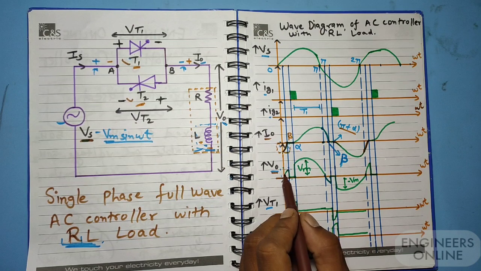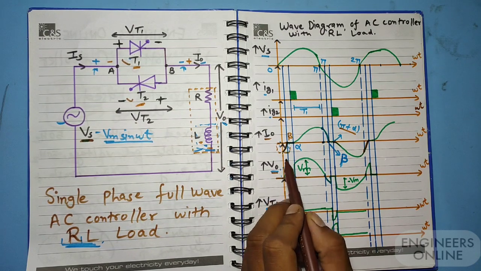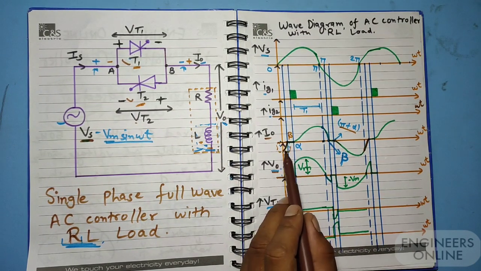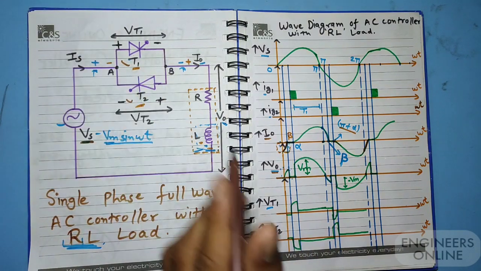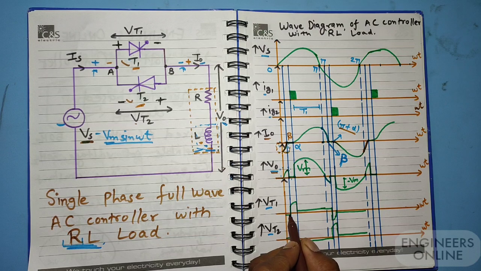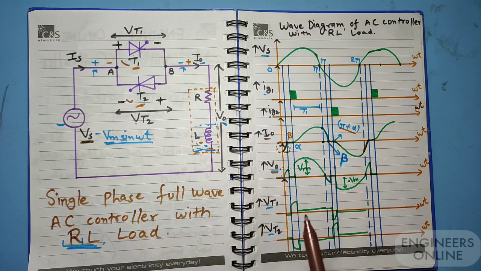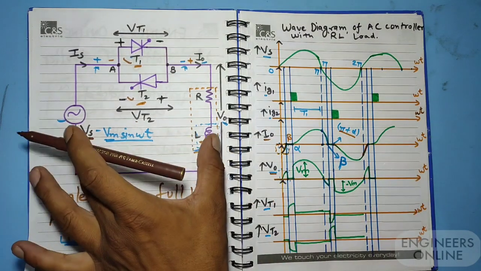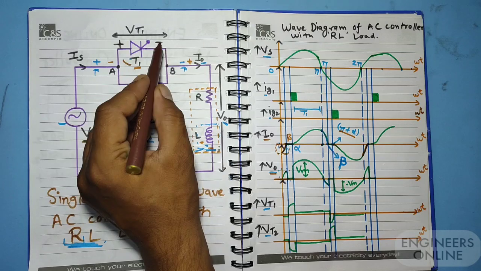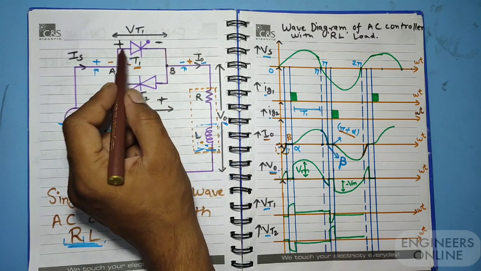Now you can see that there is some conduction from 0 to pi. There was some current flowing through the circuit, so the voltage across Vt1 has some value, not exactly 0 but very slightly below 0. From beta to alpha, when no conduction was taking place in this circuit, there will be some potential drop across these thyristors.